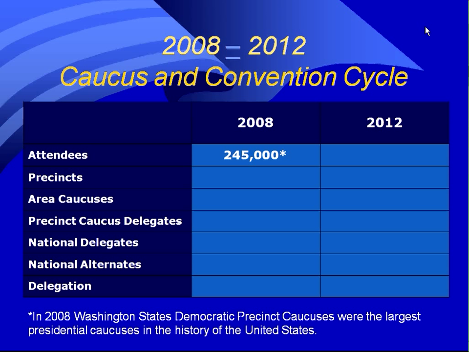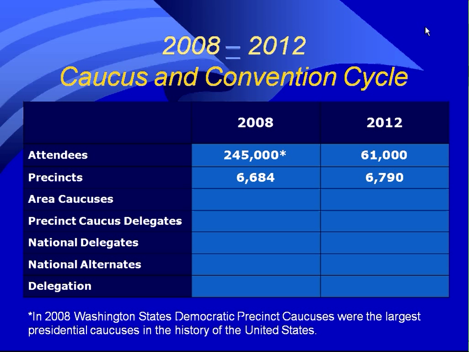And this is a testament to the hard work and effort of a lot of volunteers and a lot of party leaders who committed hundreds, if not thousands of hours to making sure that the process ran smoothly. In 2012, we expect the turnout to be about a quarter of what it was in 2008. This is based on what we've been seeing in caucuses in other states earlier this year.